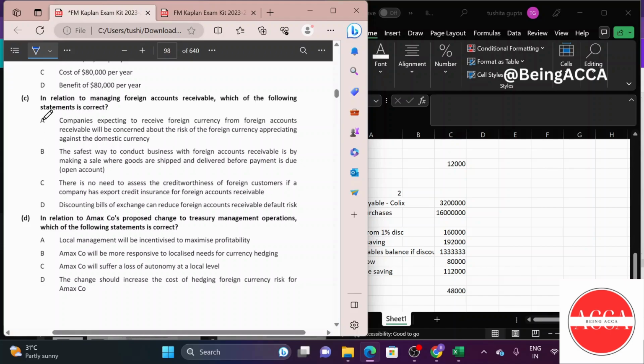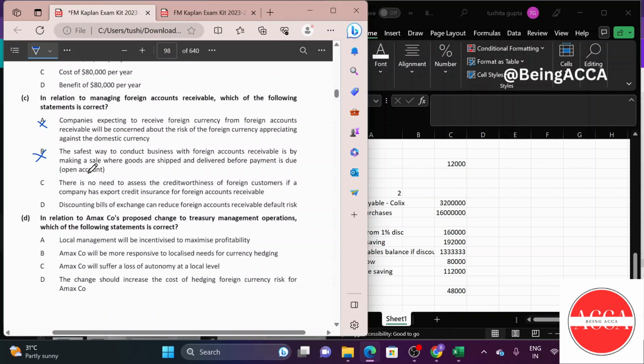So I will not wish for this. This statement is wrong. Moving to the second one, the safest way to conduct business with foreign accounts receivable is by making a sale where goods are shipped and delivered before payment is due, open account. No, this is not correct, because if they ship before receiving the payment, there is a risk that they might not receive the payment at all. So they will be incurring losses. So this is also incorrect.